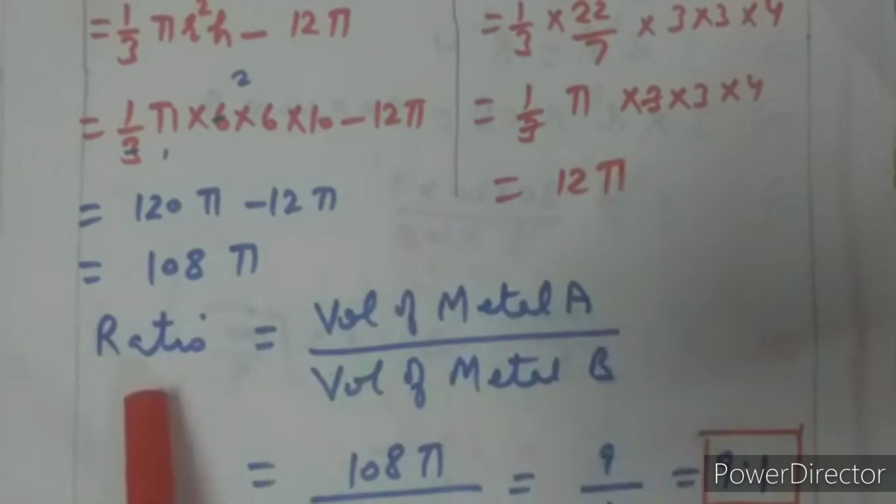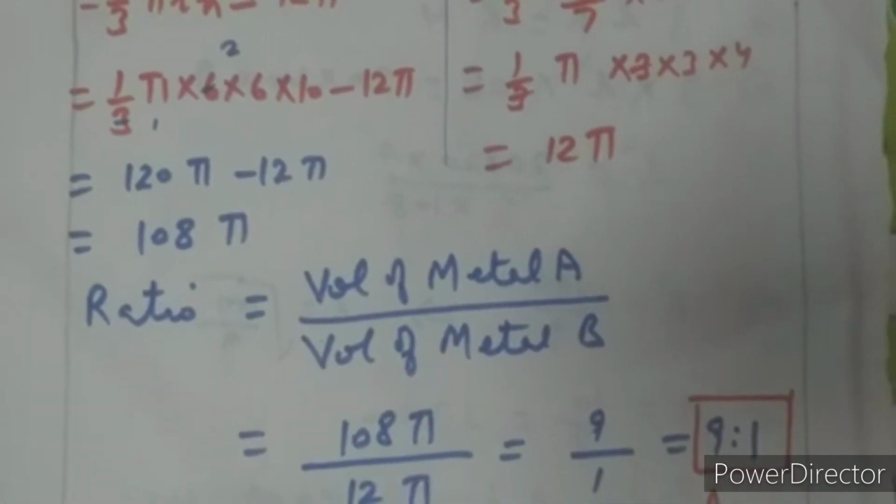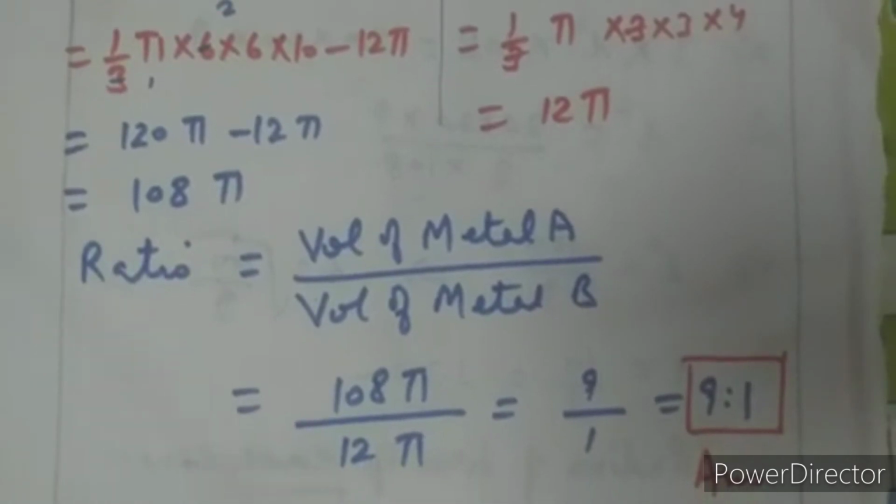Now we will find the ratio. Ratio will be volume of metal A to volume of metal B, and both the values I have put, and after cancelling pi and dividing 108 by 12, I will get the answer as 9 upon 1. In the ratio form, I will write that answer as 9:1. Hope the answer is clear to you.